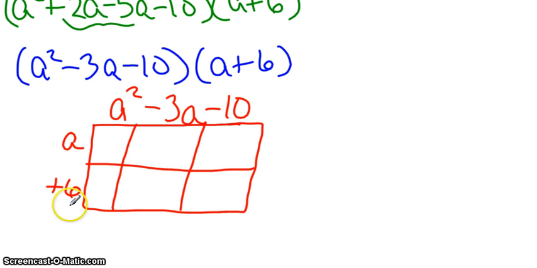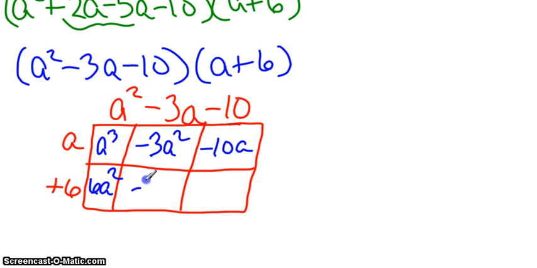Remember those from elementary? You had multiplication. So you multiply a times a squared is a cubed. Negative 3a and a is negative 3a squared. Negative 10 and a is negative 10a. 6 and a squared is 6a squared. Negative 18a and negative 60.